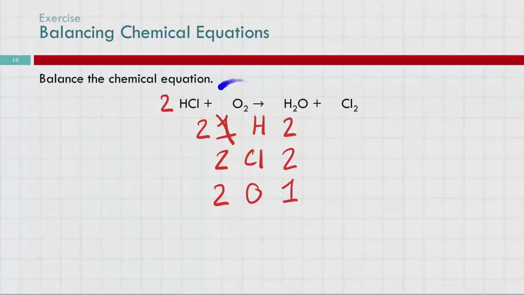The better way, the way that I would recommend doing it, is adding a coefficient in front of O2. What can we add in front of O2 to make it so there's only one oxygen? 1/2.